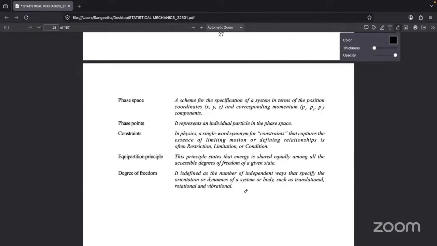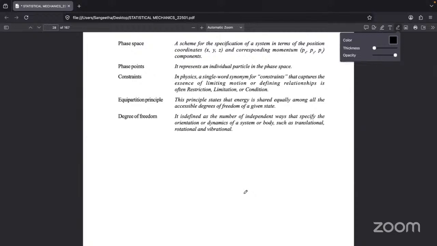Energy is divided equally; that is called the equipartition principle. Next, the number of degrees of freedom is represented by F. What is the definition of number of degrees of freedom? It is defined as the number of independent ways in which we can operate. The different ways we can perform the operation, such as translational, rotational, and vibrational, can be referred to.